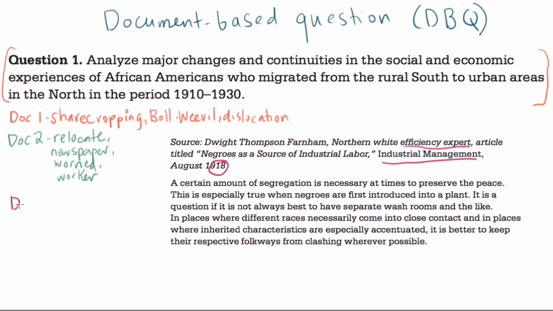So in this document, it seems like he is advising people who own factories to segregate workers. So if they're going to hire Black laborers, that they have to keep them separate from whites, especially in bathrooms or places where inherited characteristics are especially accentuated, whatever that means. To me, it sounds like a sort of racist biology that he's quoting here.